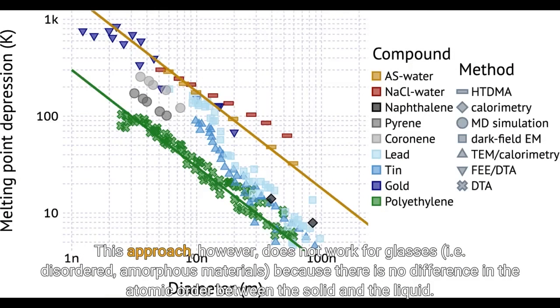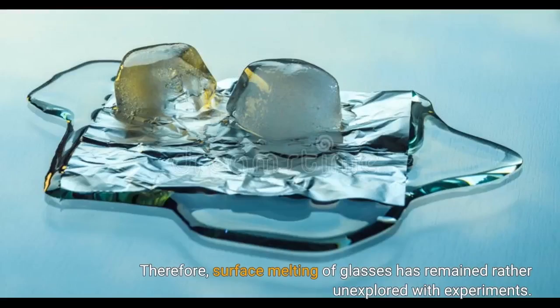This approach, however, does not work for glasses, i.e. disordered, amorphous materials, because there is no difference in the atomic order between the solid and the liquid. Therefore, surface melting of glasses has remained rather unexplored with experiments.